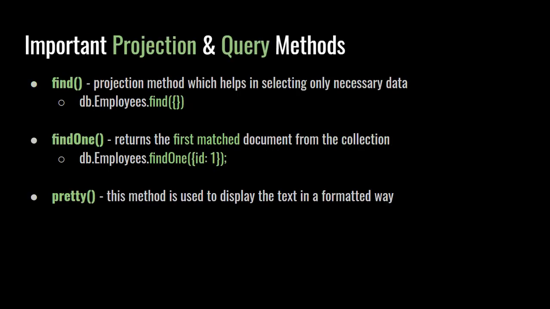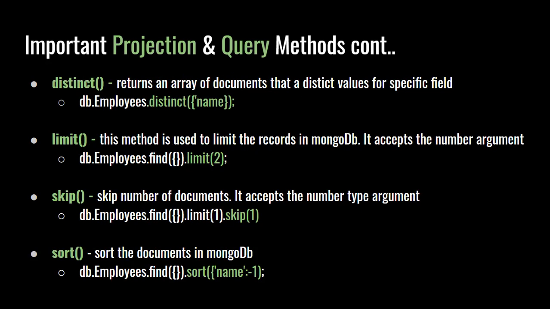Important projection and query methods. When we're talking about projection, we're talking about the fields themselves, right? The fields. So you're selecting all of the fields, and the query methods themselves are a select kind of statement you might write. The projection method helps in selecting only the necessary data you need. So db.employees.find with an empty curly bracket. We already saw this. When you leave it empty, it returns everything. We did that already in the Mongo shell. Find one does what it says, finds just one, a limit of one by the ID. And then pretty, we already saw that, formatted the text really nicely. A couple other ones, just so you know, there's a distinct one. It says what it does. It returns a distinct value based on the field.